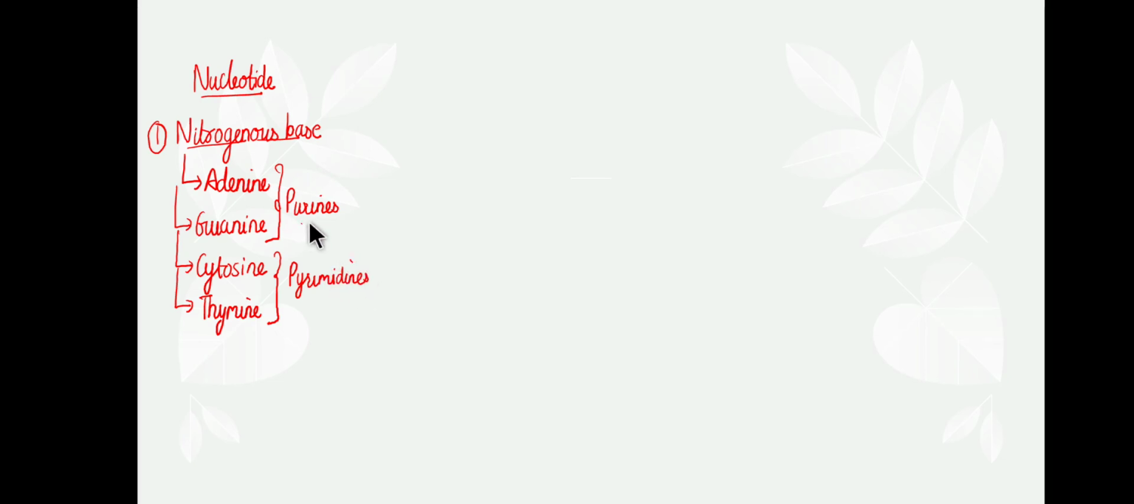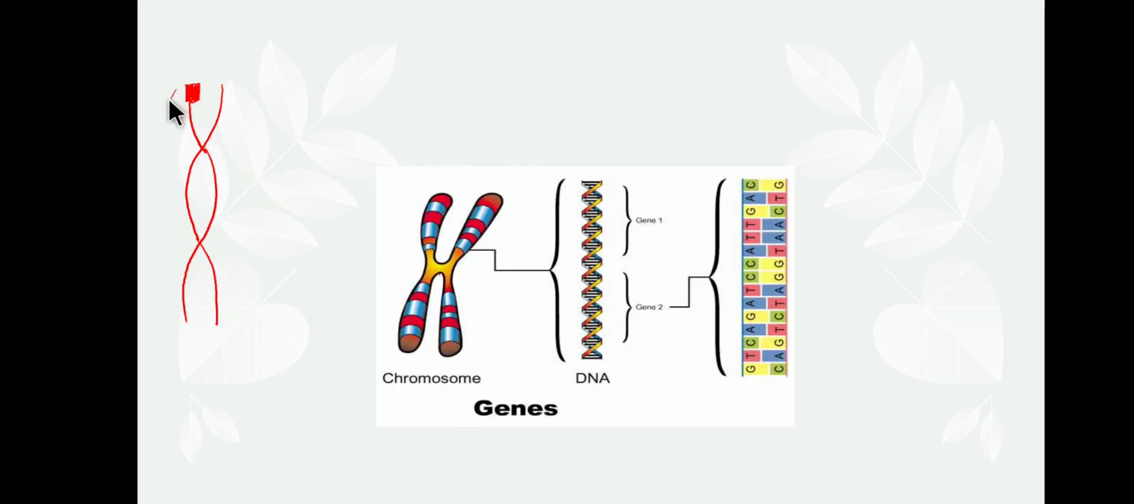Now, purines always form a bond with a pyrimidine. If adenine, which is a purine, is present on this side, on this side you will always find a pyrimidine. Which pyrimidine? Thymine. If guanine is present on this side, we will find a pyrimidine over here. Which pyrimidine? C, or cytosine. So, adenine always pairs with thymine and guanine always pairs with cytosine.